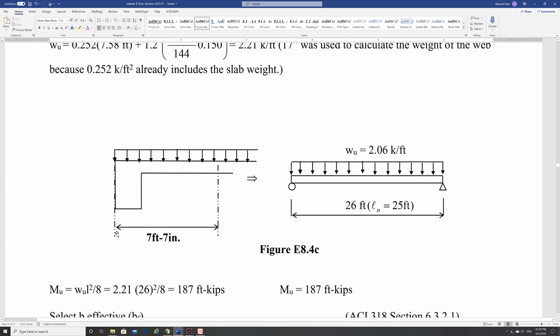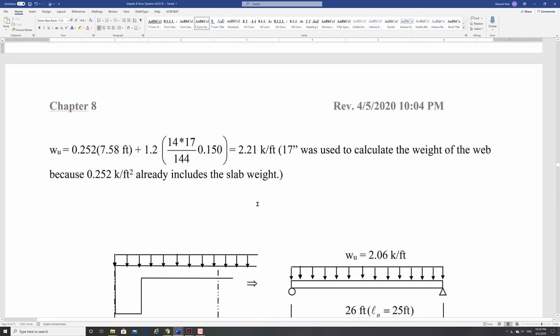We'll be doing that already. So that will be 7 and 7 inches, right? And again, it's still simply supported. So it will be the same. So here the only difference is the calculation of your B sub F. Notice that you multiply by the tributary width, you add the weight of the web, and that gives you your load.